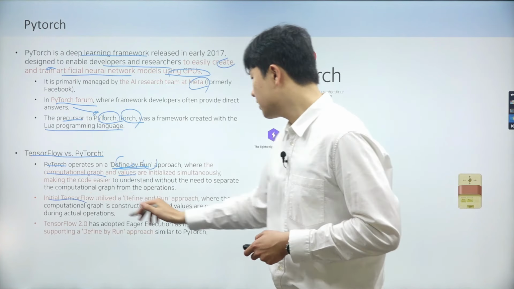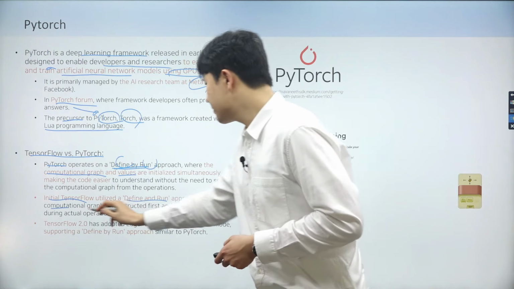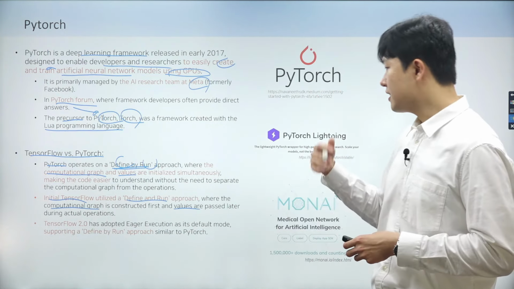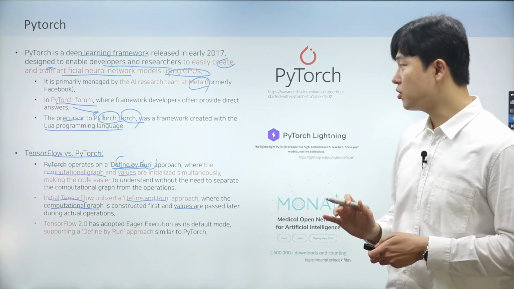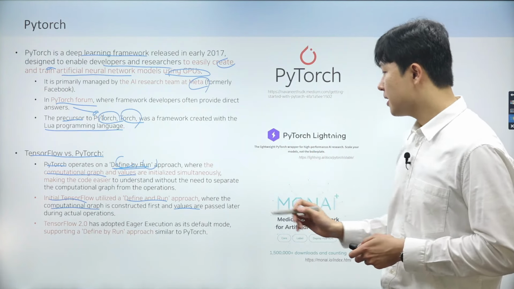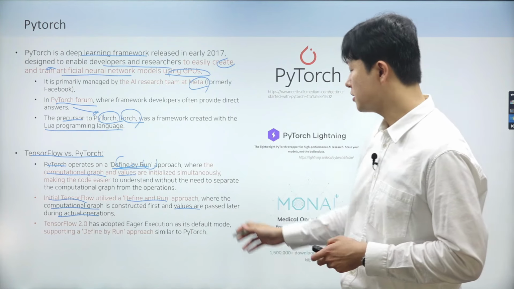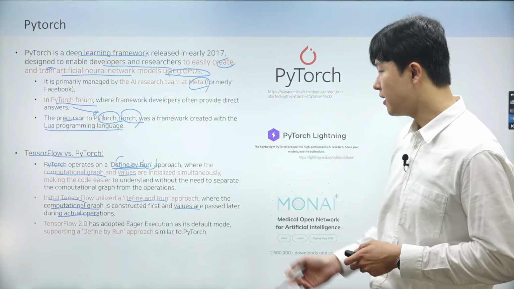Unlike PyTorch, initial TensorFlow utilized a define-and-run approach, where the computational graph is constructed first and values are passed later during actual operations. I didn't use the initial version of TensorFlow because I used Keras, which allows us to avoid the complexities involved with it, as mentioned earlier in the lectures. Due to this difficulty, many people migrated towards PyTorch.